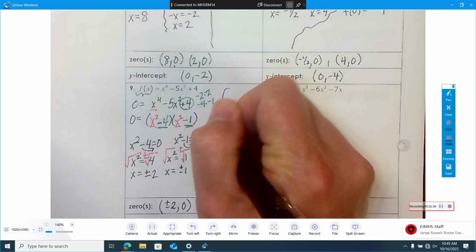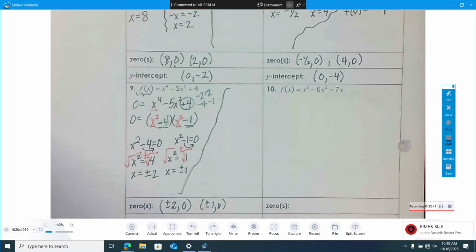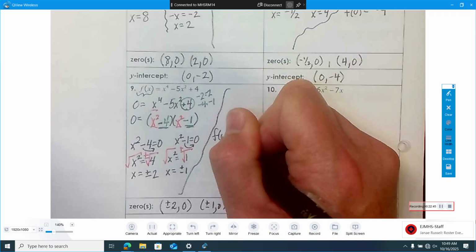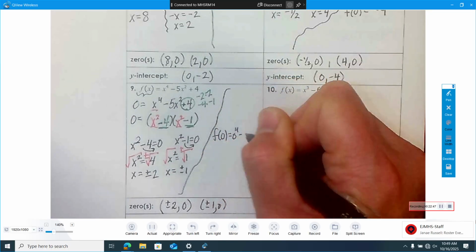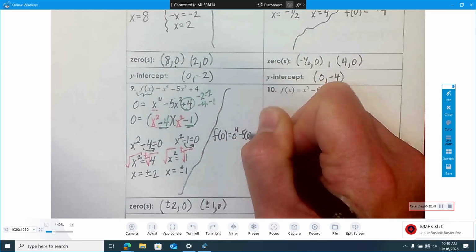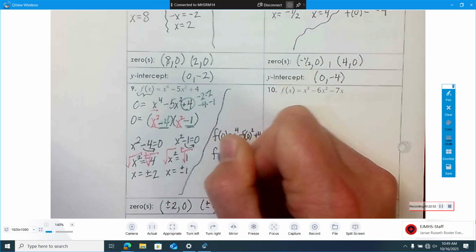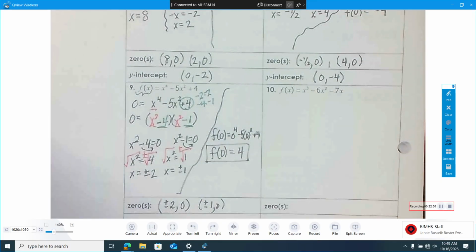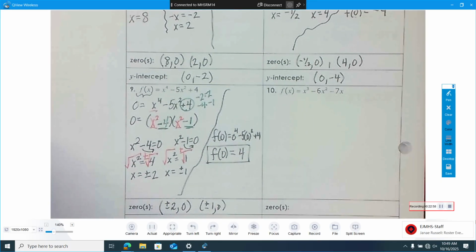All right, how do we find the y-intercepts? All the x's become zeros. So f of 0 becomes 0 to the 4th. Now, do you need to show this step? Probably not. You can jump. It is just 4. That is definitely something you can do in your head, I believe. So that's okay. Again, there's my ordered pair, 0, 4: 0 for the x, 4 for the y-intercept.